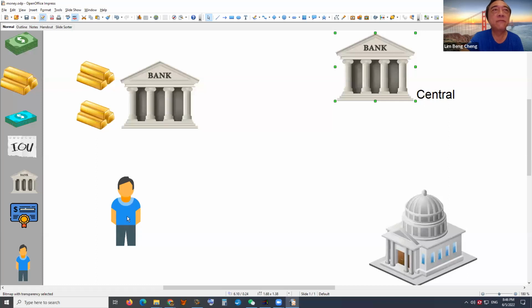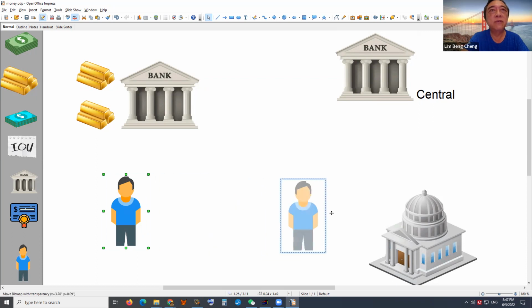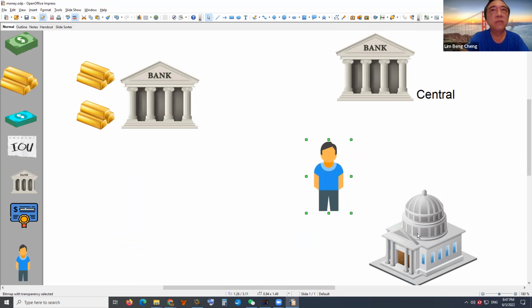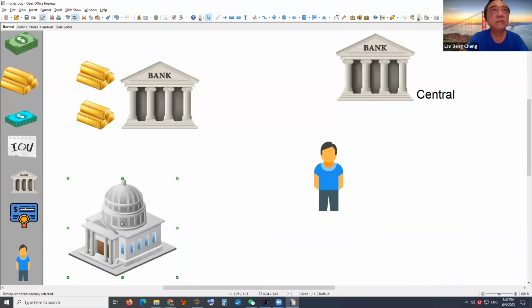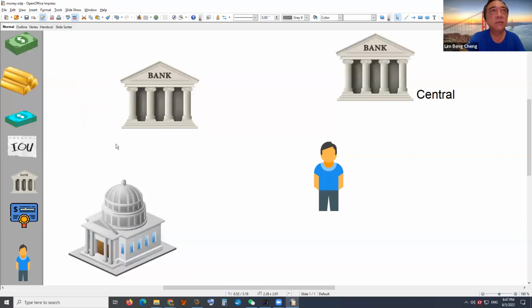Okay, so if the money changes hand from one person to another person, then everything will be fine. So now, let's say we talk about the US. Let's say the US wants to sell a bond. Say this is the government of the US. Okay, so the US sells a bond.